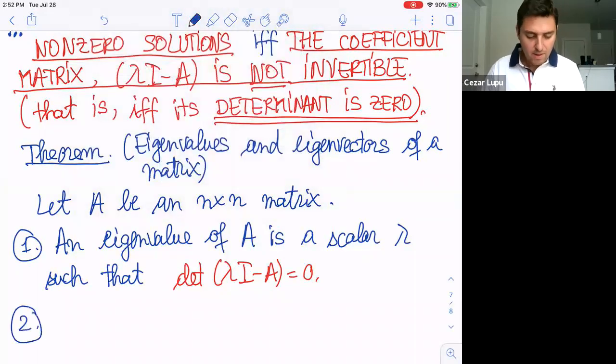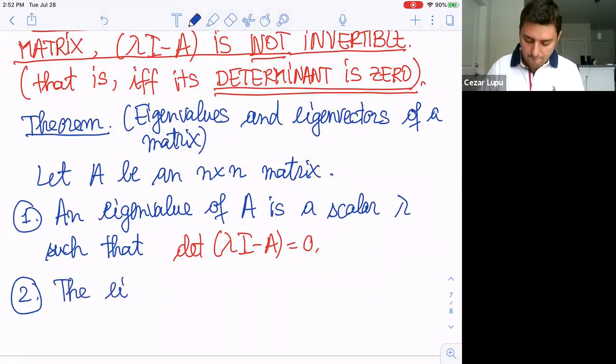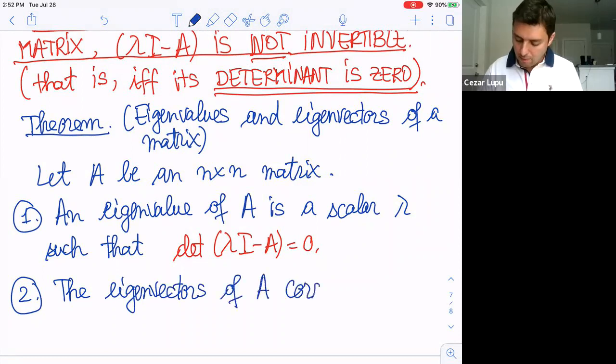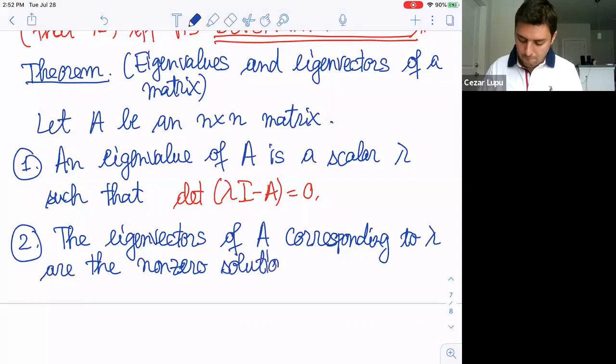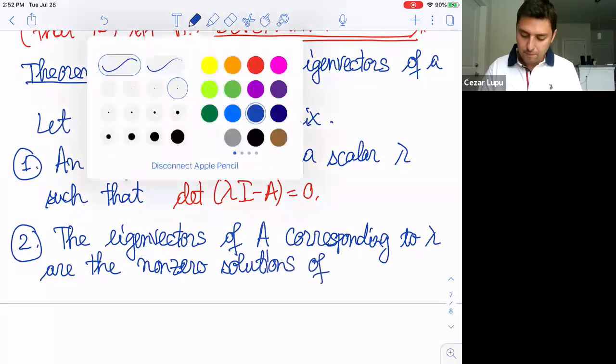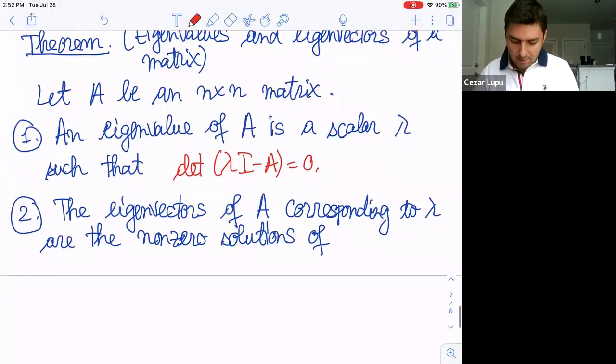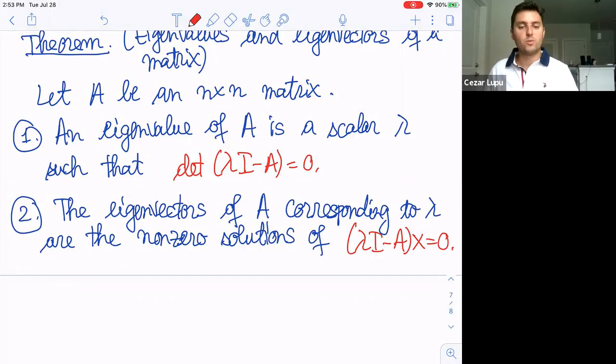It's quite easy. The second one: the eigenvectors of A corresponding to lambda are the non-zero solutions of this guy here, lambda times the identity minus A times x equals 0. So this is how we find the eigenvectors. Once we determine the eigenvalues, then we find the corresponding eigenvectors.